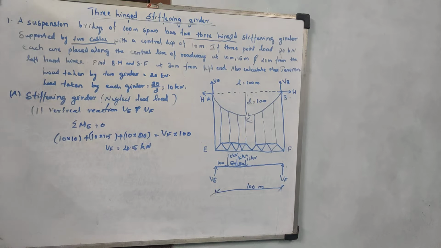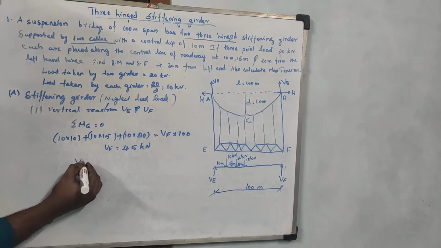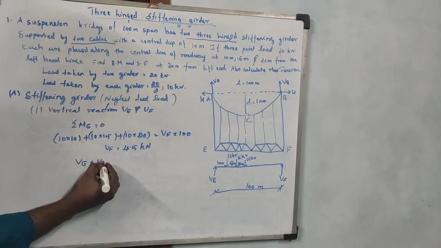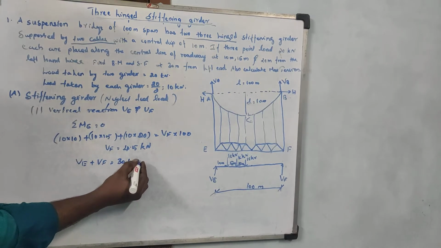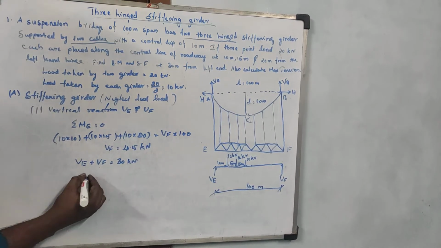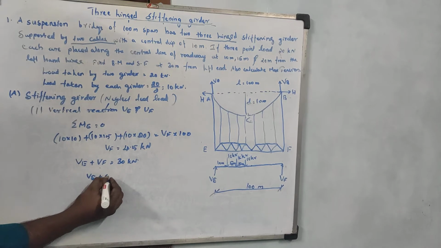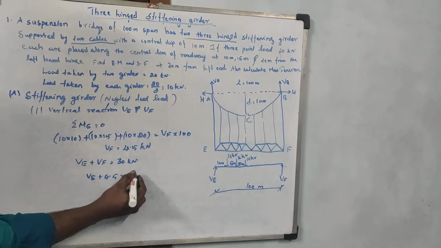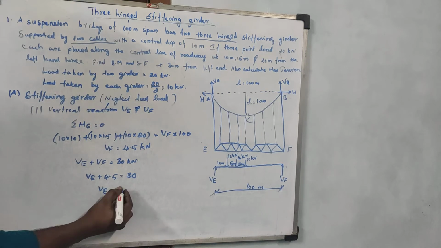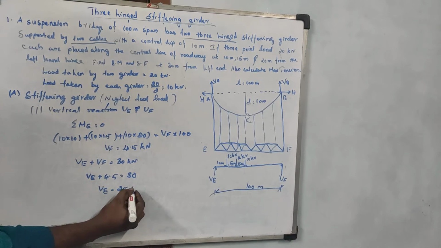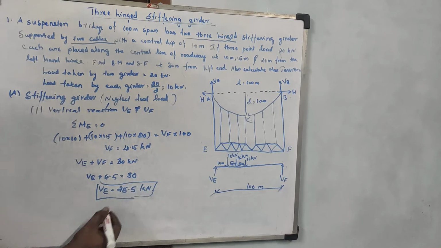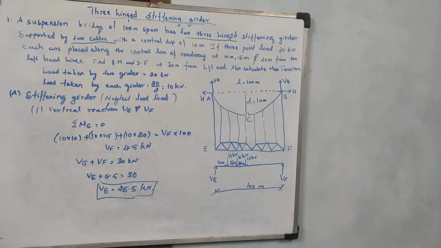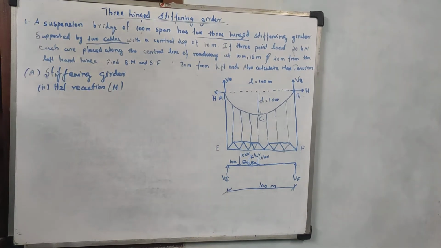4.5 kilonewton. We know that sum of upward load equal to sum of downward load. Upward load is VE plus VF, equal to downward load, which is 30 kilonewton. We know that VF equal to 4.5. VE plus 4.5 equal to 30. Therefore, VE equal to 25.5 kilonewton.